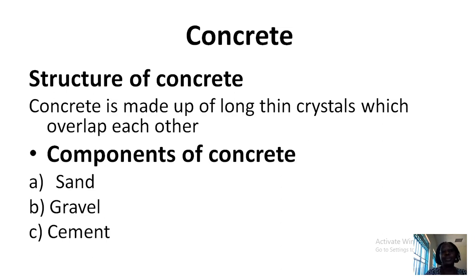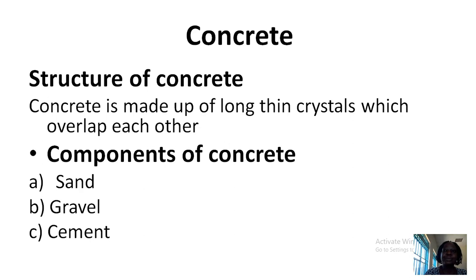In our previous lesson, we were able to look at materials that shatter easily. And as I said, the three materials that shatter easily are glass, ceramics, and then concrete. So we have looked at the first two, that is glass and ceramics. Now we are going to look at concrete. I believe you all know what I mean by concrete.